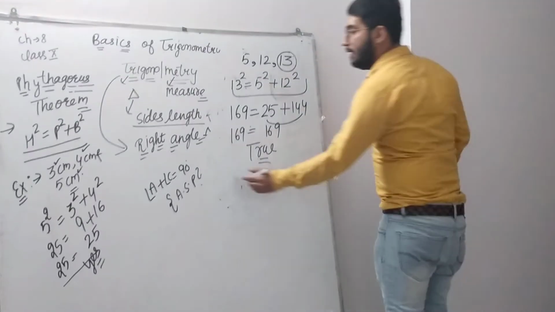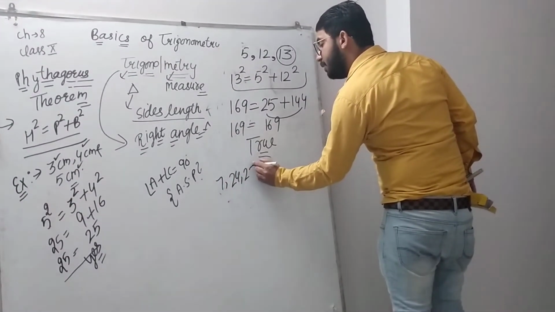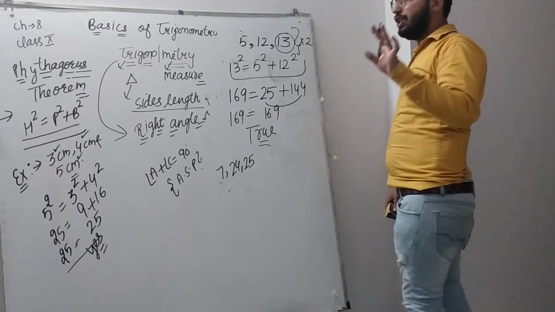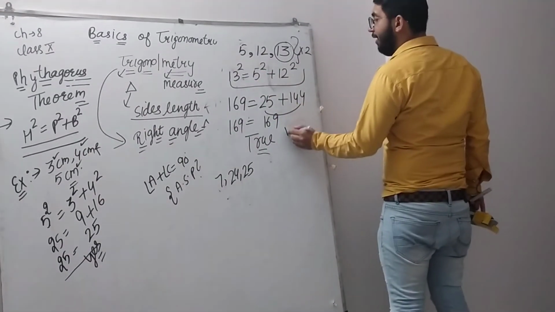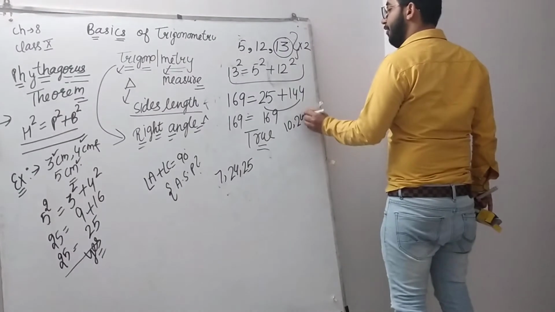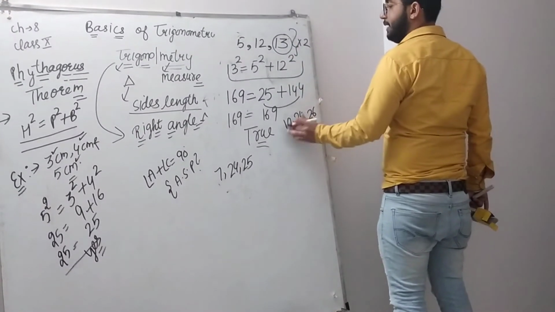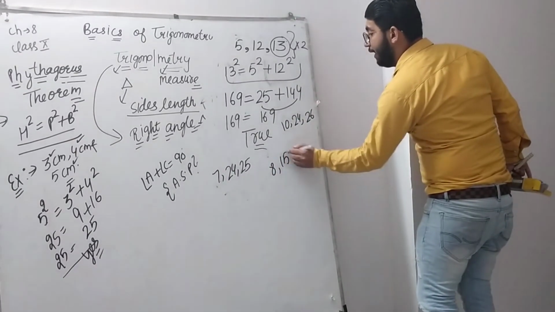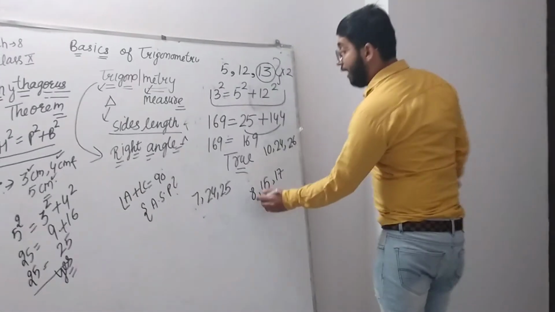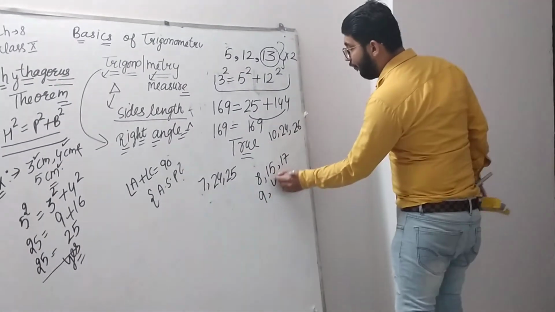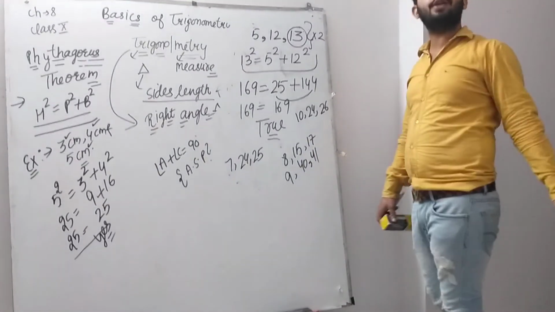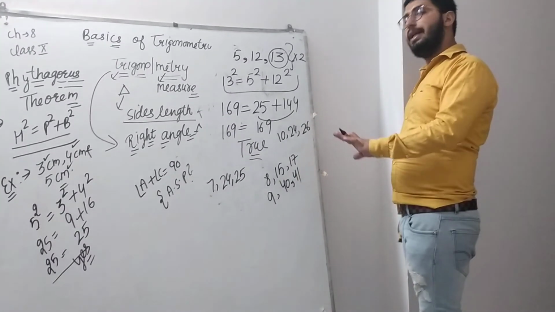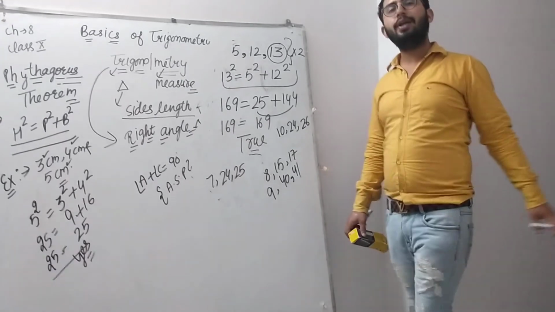Let us understand some more. 7, 24, 25 is also a Pythagorean triplet. When you multiply 5, 12, 13 by 2, you get another important Pythagorean triplet: 5 2s are 10, 12 2s are 24, 13 2s are 26. 10, 24, 26 is another Pythagorean triplet. 8, 15, 17 is also one of the Pythagorean triplets. 9, 40, 41 is also another Pythagorean triplet. These are sufficient to learn. These are necessary and sufficient both to learn this chapter, Trigonometry. Thank you.